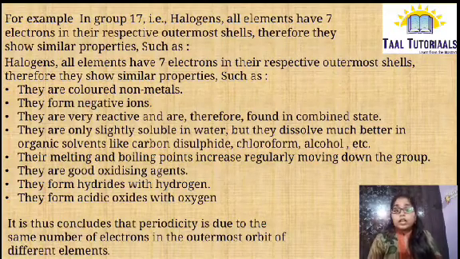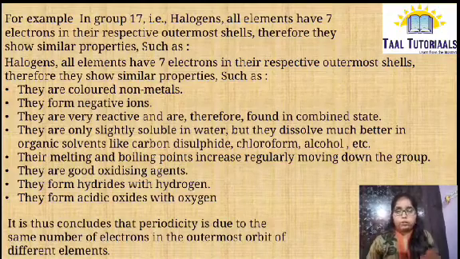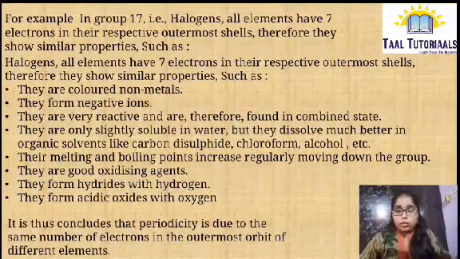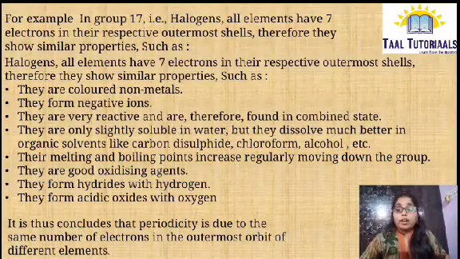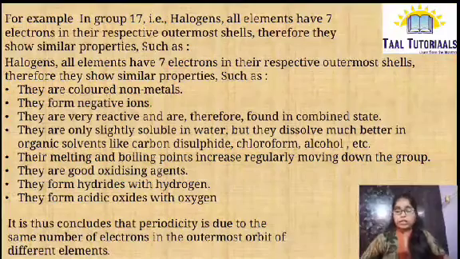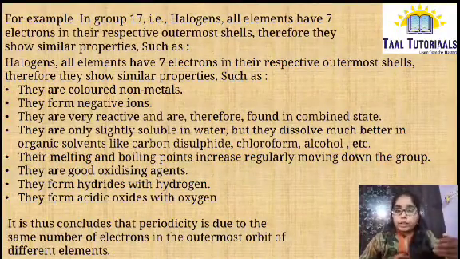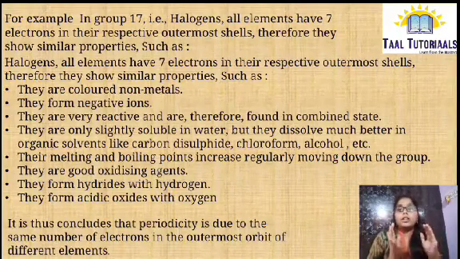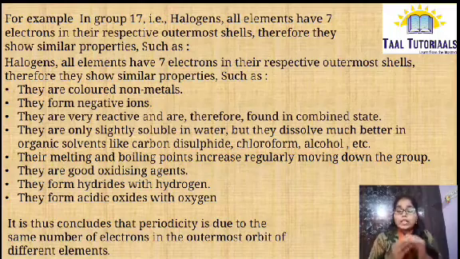They are colored non-metals. They form negative ions. We always see halogens as negative ions only. They are very reactive, and therefore they are always seen in a combined state. They have only 7 electrons and the outermost shell is incomplete, so they always react and are seen only in a combined state. And they are only slightly soluble in water.